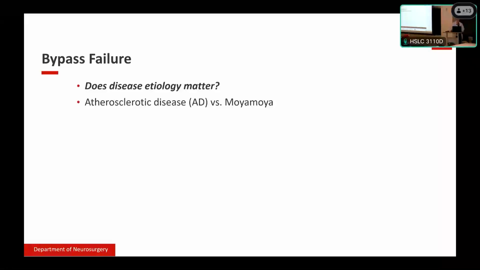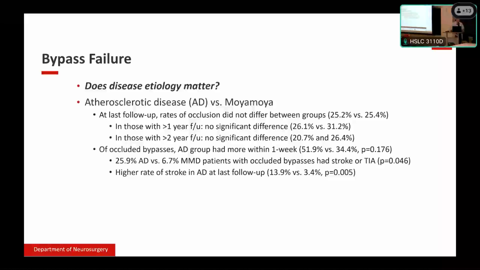But what we found is that that just is not true, actually. So at last follow-up, and follow-up on average was about 2 to 3 years for patients, the rates of occlusion did not differ between the different groups. It's about 25% for both. And I should mention that that is higher than the literature. The literature will say patency rates of like up to 90+%.